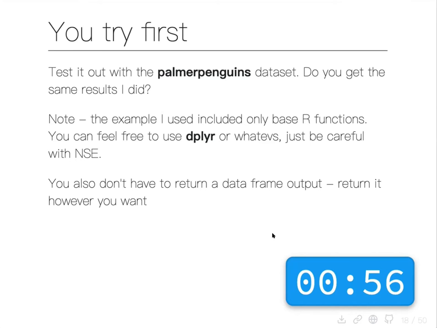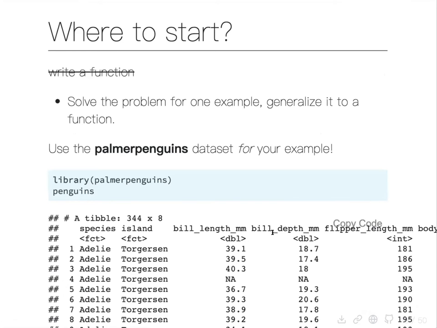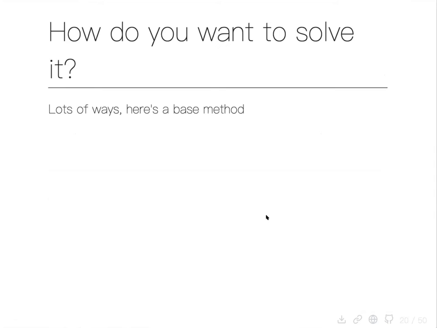Okay, let's go ahead and move forward. There are lots of different ways that we can do this, of course, but where do we start? As I mentioned before, not with writing a function. I think that's the wrong approach. The first thing that you should do is solve the problem for one example, and then once you have it solved, generalize that code into a function. We can use the Palmer Penguins data as an example to solve it first, and then just generalize that into a function.